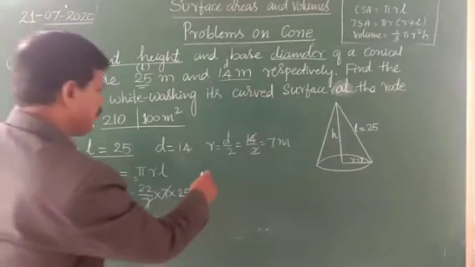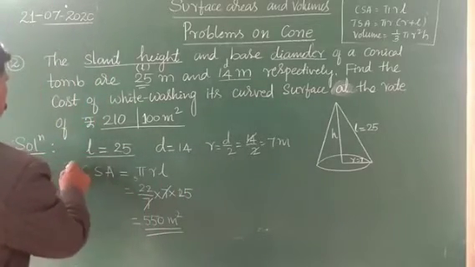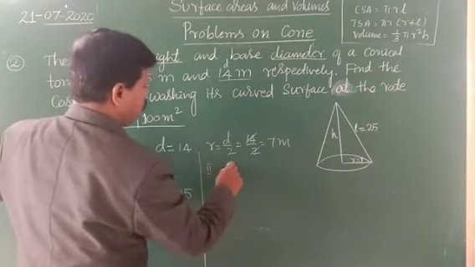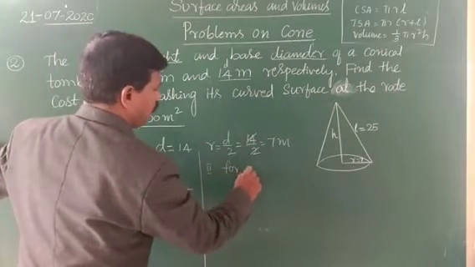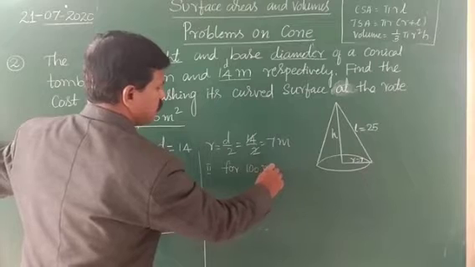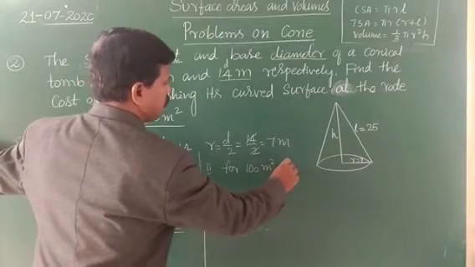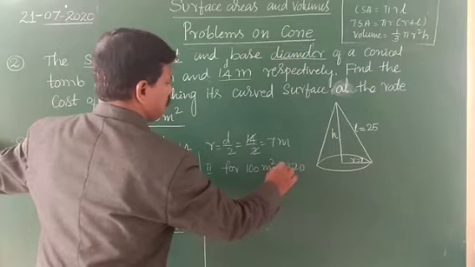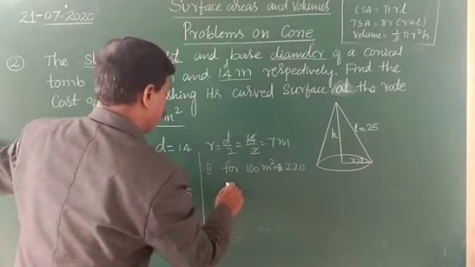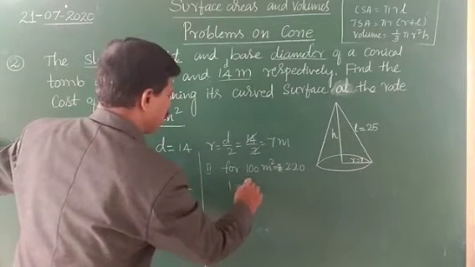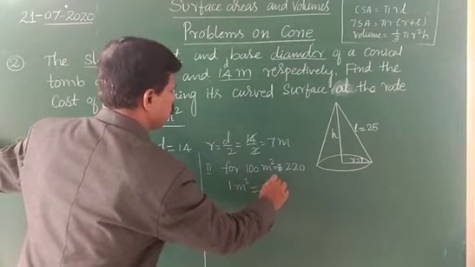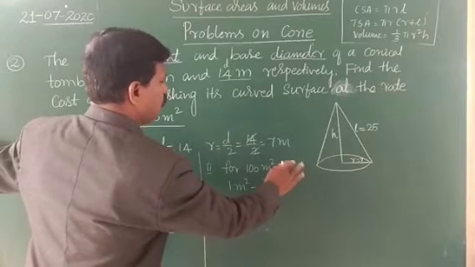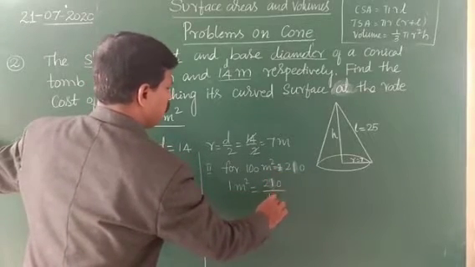But they are not given that. Okay, this is the first. Then second, for 100 square meter, cost is 210 rupees. So for 1 square meter, amount is 210 by 100.